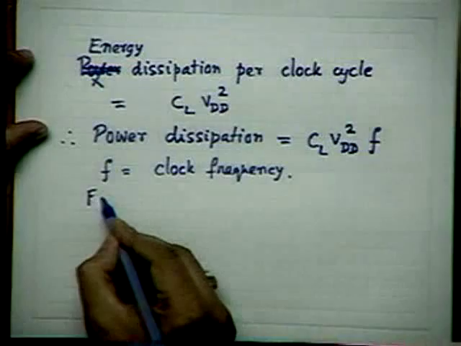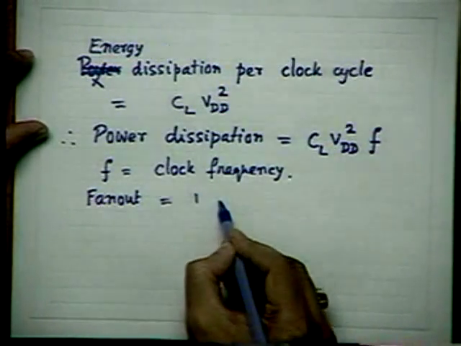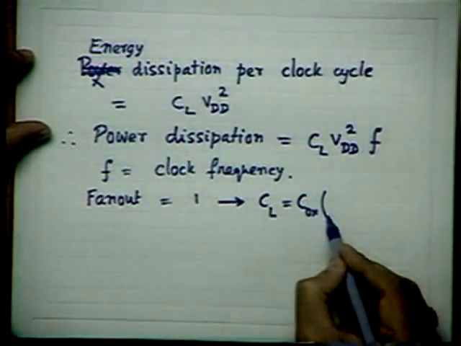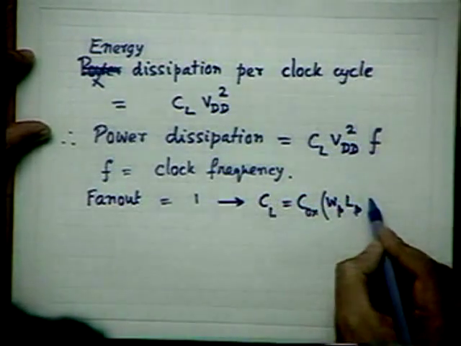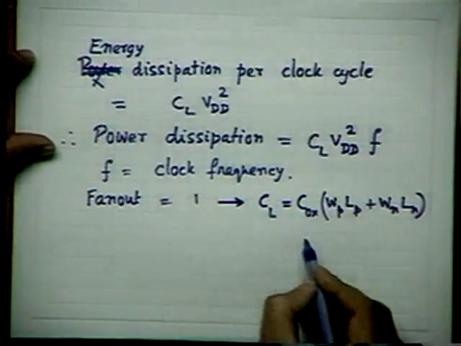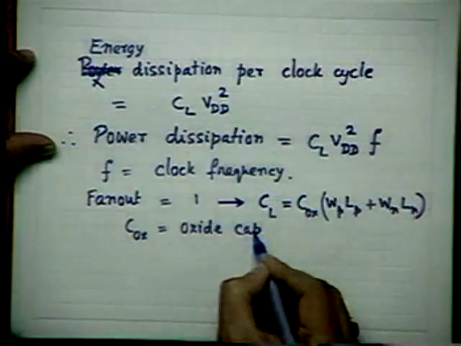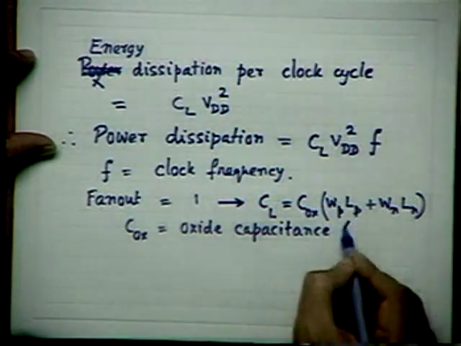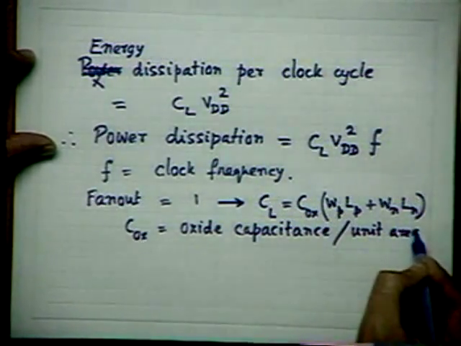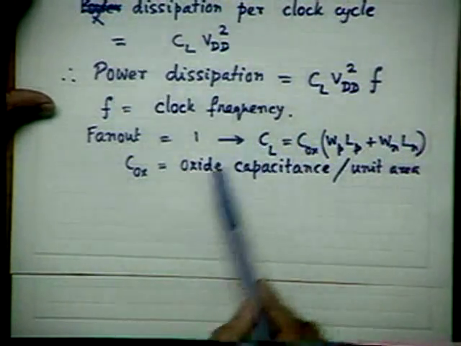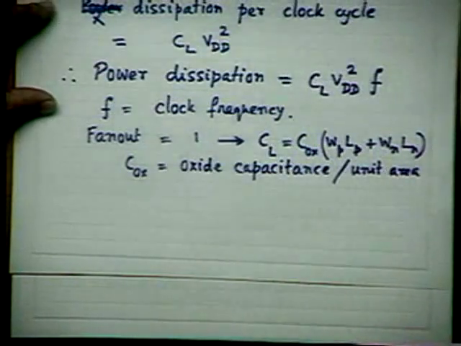Okay? And what about the CL? CL is nothing but the input capacitance provided by a similar inverter. And if the fan out is 1, in that case, CL can be written as, what is the value of CL? Simply COX multiplied by (WP LP plus WN LN), where COX is the oxide capacitance per unit area. And already you know what WP LP and WN LN are. So you can easily calculate the value of the capacitance if the fan out is 1, and very easily estimate the value of the power dissipation.